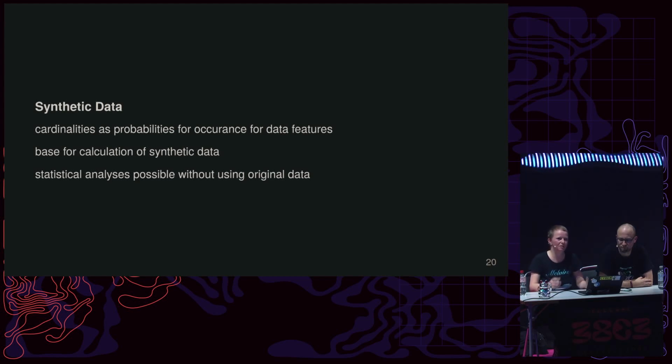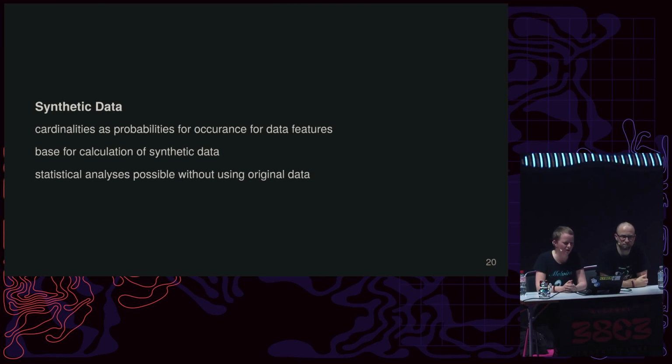So we built, based on the cardinalities, some kind of synthetic data. That means it's a purely synthetic data set. There are no real cases, but the probabilities for the different values or characteristics of the original data are built into our synthetic, I hate this word, data set, because we treated those cardinalities as probabilities for the occurrence of data features.